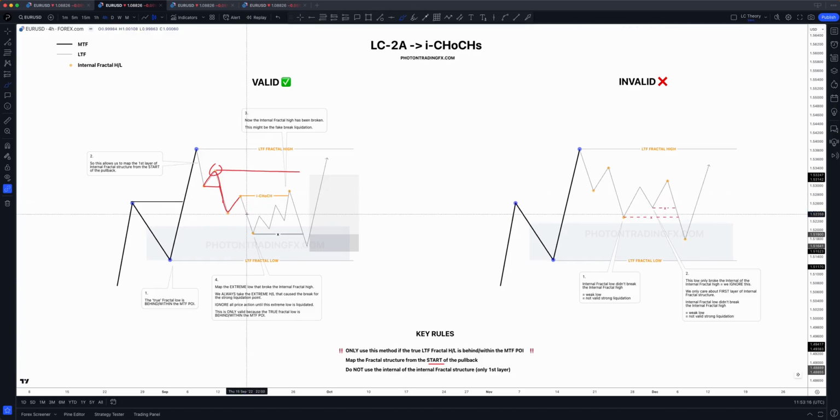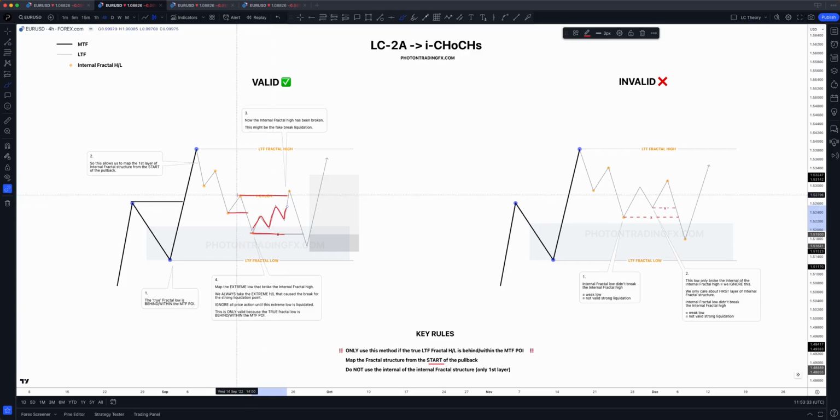Price then breaks it. Okay, so if we get rid of all these lines, that's our next internal fractal break to the downside. Okay, so at this point, that's our internal fractal high, right? And this is our internal fractal low. Okay, when price is here. Price is then pulling back. All of this price action within here, okay, where is it?